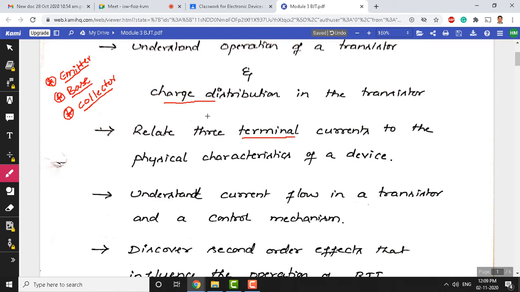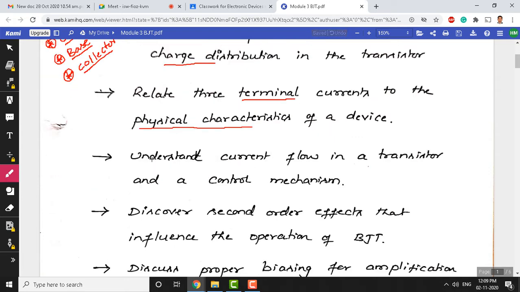We will relate the charge distribution within each of these regions, and then finally connect that with the terminal currents. Also, knowing the terminal currents, you can easily plot the characteristics of the device. We call these physical characteristics, because you can plot characteristics between input current and input voltage. There are a variety of characteristics you will come across in the BJT. Once you know how terminal currents are flowing, we can plot a graph or characteristics with reference to terminal voltages also. Those things we can easily connect once you understand the charge distribution mechanism.